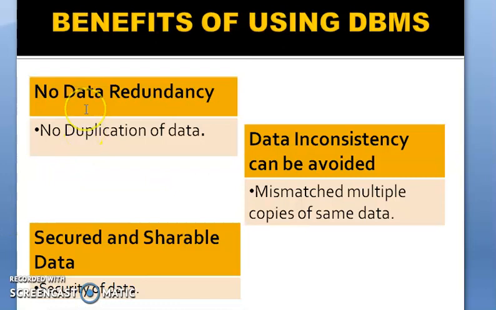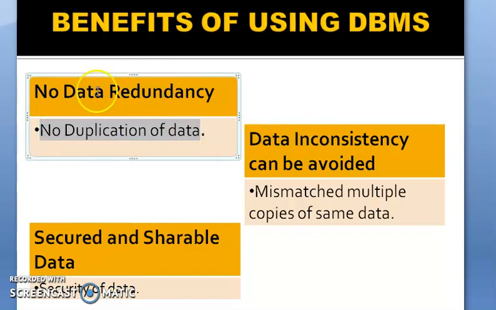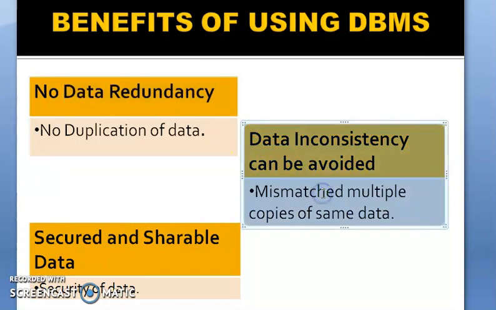So the benefits of using the DBMS. What is the first thing? There is no duplication of data. That means the data redundancy is getting reduced. Redundancy means having more than 2 copies of the same data. So in DBMS, we can reduce the duplication of data. And data inconsistency can be avoided. That means mismatched multiple copies of the same data can be avoided here.